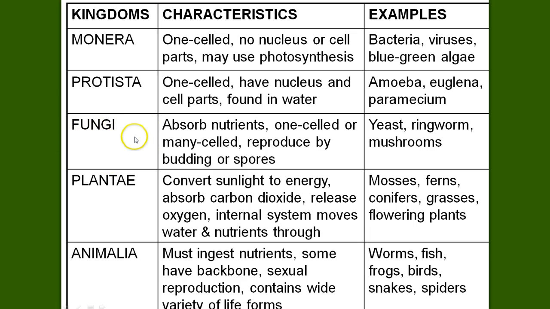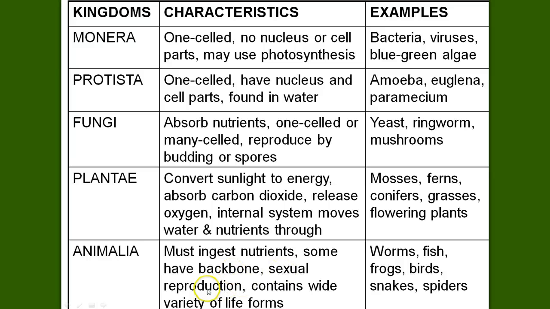We do study the fungi kingdom, so this one would be kind of important in the 6th grade. And then plants. The plant kingdom converts sunlight to energy, absorbs carbon dioxide, releases oxygen, and has internal systems that move water and nutrients through. Mosses, ferns, conifers, grasses, and flowering plants are examples of the kingdom Plantae, which is the plant kingdom. This is Latin. The kingdom Animalia, which is Latin for animal kingdom, must ingest nutrients. Some have a backbone, sexual reproduction. They contain wide varieties of life forms. Examples of them are worms, fish, frogs, birds, snakes, and spiders. So the bottom 3 are very important to us in the 6th grade, and those are the ones that I want you to focus on: the fungi, the plants, and the animals.